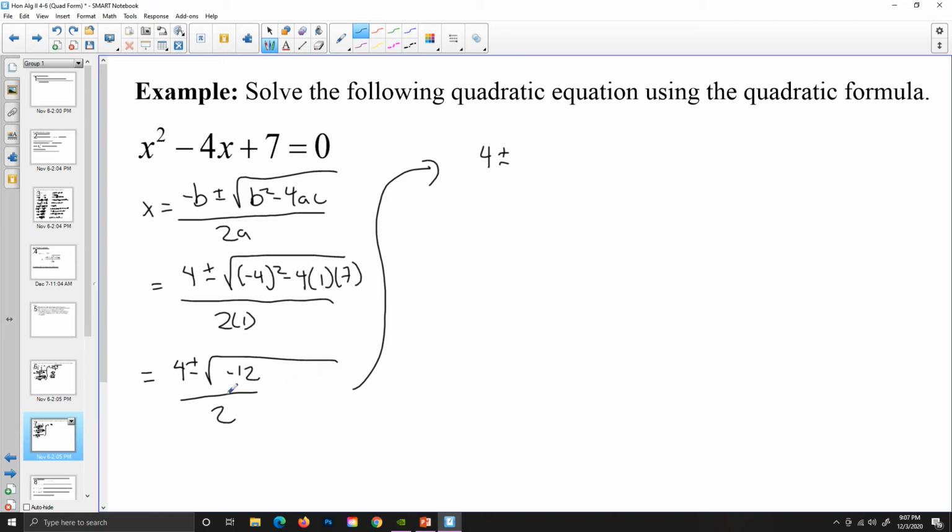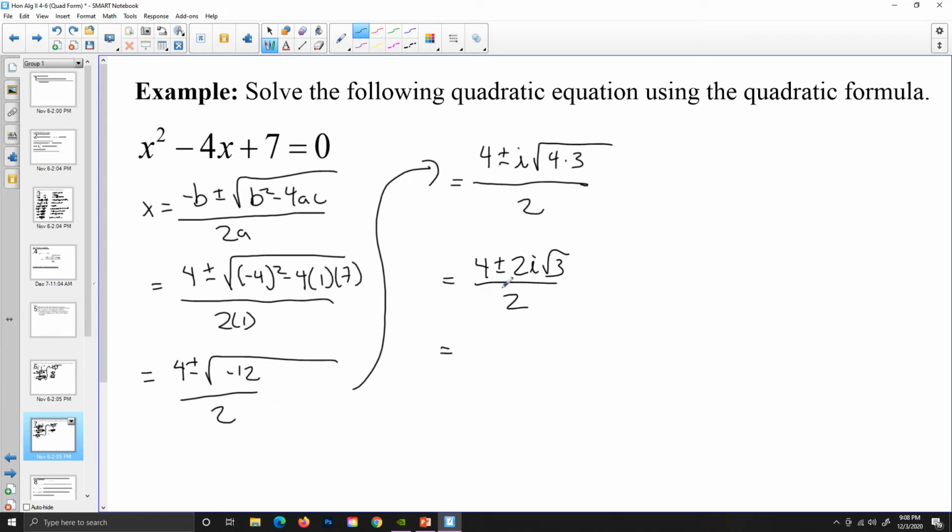Well, I've got the negative under the radical, so I'm going to put an i out front to begin with. And now I'm looking for factors of 12 that are perfect squares. 4 is a factor of 12, and when I divide 12 by 4, I'm left with 3. I know I'm done because 3 is a prime number, and that will be all over 2. And then I can take the square root of 4, so I'll have 4 plus or minus 2i square root of 3 all over 2.